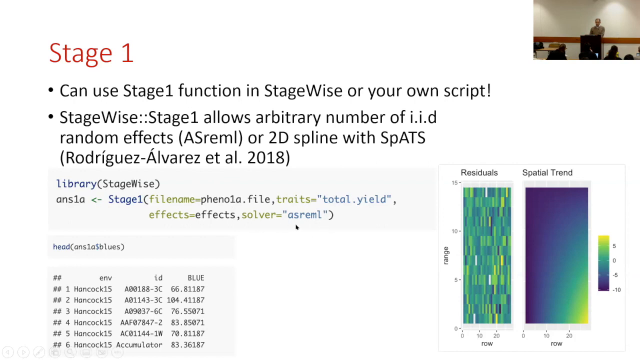You can see an example of calling it here with the ASReml option, and the output is a data frame which has the environment, the genotype identifier, and the BLUE.